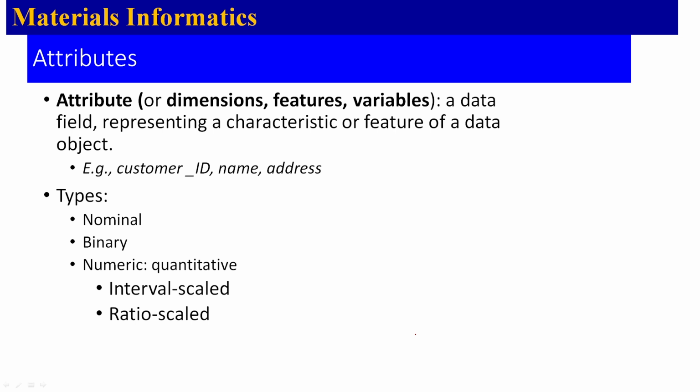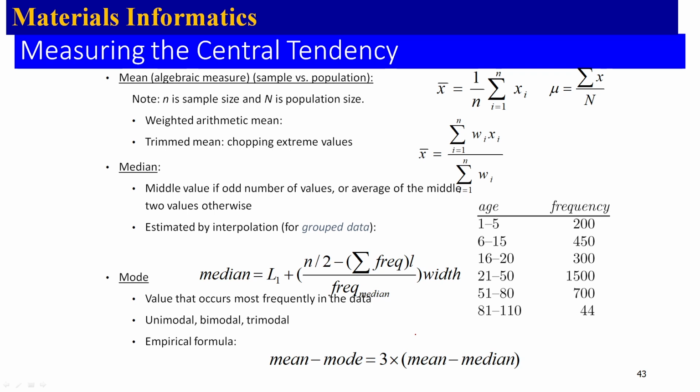It can also be types like nominal or binary. It can be interval scale, ratio scale. There are many, many types of attributes possible. But once you have the attributes and the data, what is the first thing you do? First thing you have to do is to measure the central tendency of the data. That is a statistical tool, right?